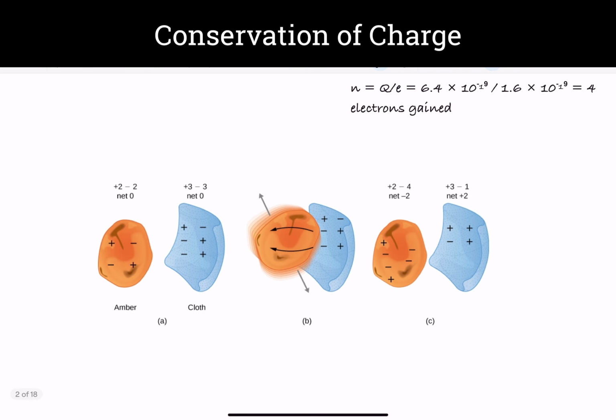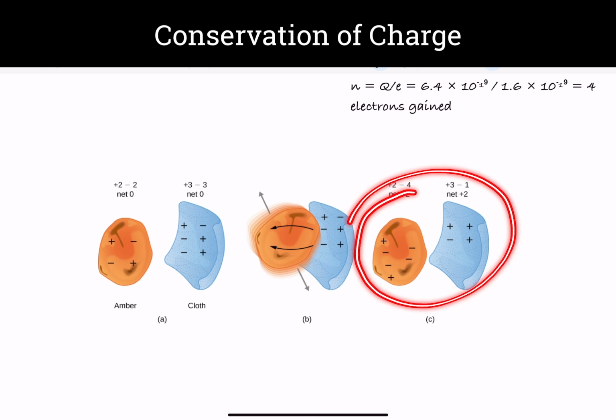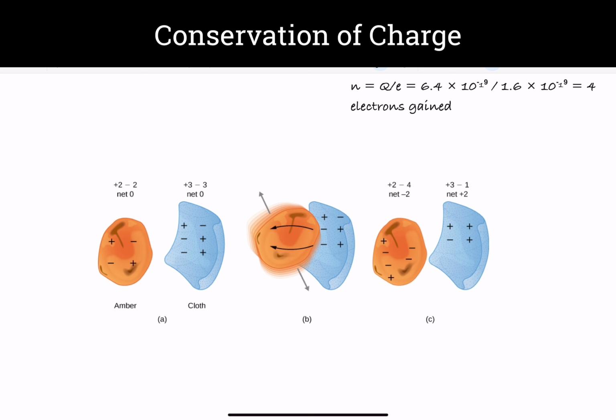But when you rub it, coming back to this, when you rub the amber with this piece of cloth, some of the electrons are transferred. As you can see, amber has gained 2 electrons, while the piece of cloth has lost them. So that's why we say that charges are conserved. The total amount of charge taking the whole system is still the same.